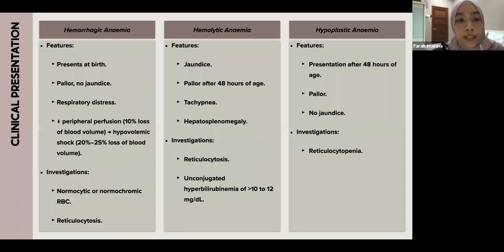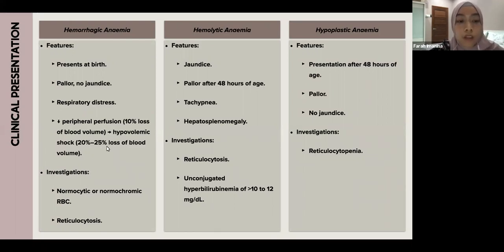Okay. So for example here, under hemorrhagic anemia, usually the baby will present the symptoms at birth. They will come with pallor, but no jaundice. They will have distress, for example, tachypnea, and they can have vascular instability that can go up to shock, depending on the amount of blood that is lost. For example, if 10% lost, there will be a reduction in perfusion. If 20%, they can have hypovolemic shock.